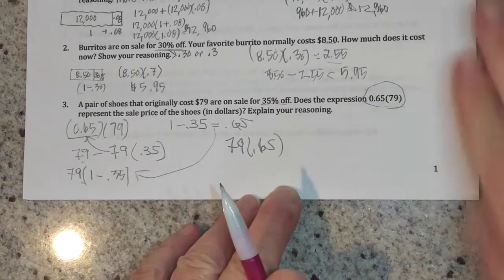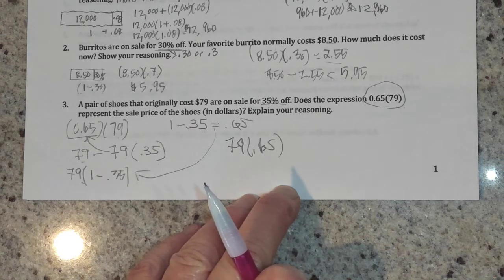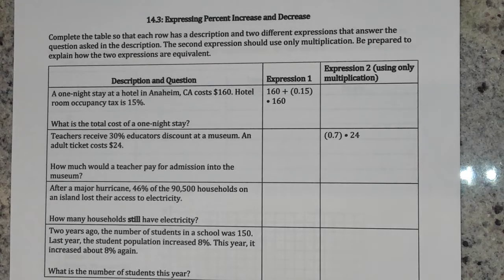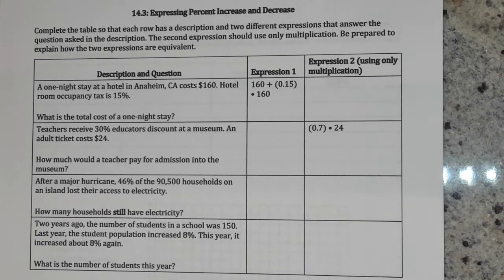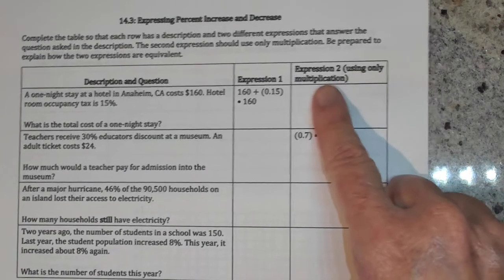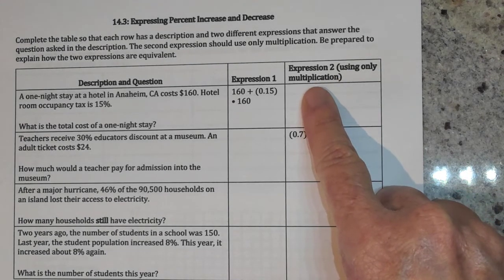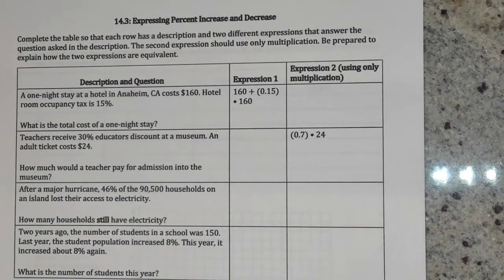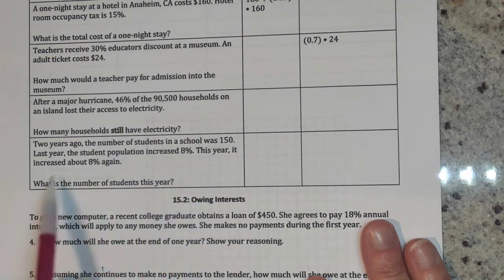Go ahead and jot down anything you need to from that part, and I'll pause the video for just a minute and then we'll go on to the second page. Moving on to page 2, this is where we're going to kind of put together what we did on the video for the support lesson on using an expression using only multiplication. So we're going to complete the table so that each row has a description and 2 different expressions. And you're going to find that they both answer the same question. And I'm going to tell you the very last one on this. I'll walk you through it.